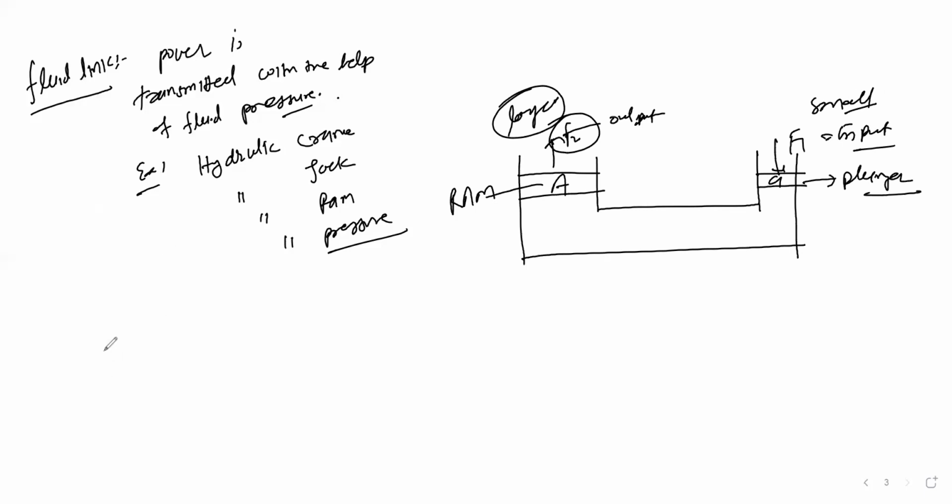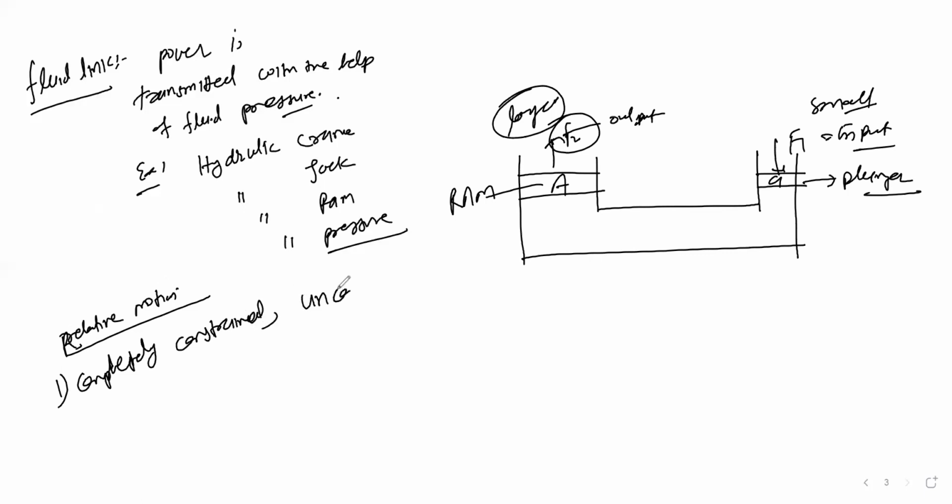Also remember that a link means it should have a relative motion between the parts. So which type of relative motion is there? There are different types of relative motion, like completely constrained or unconstrained. So what do completely constrained and unconstrained mean?